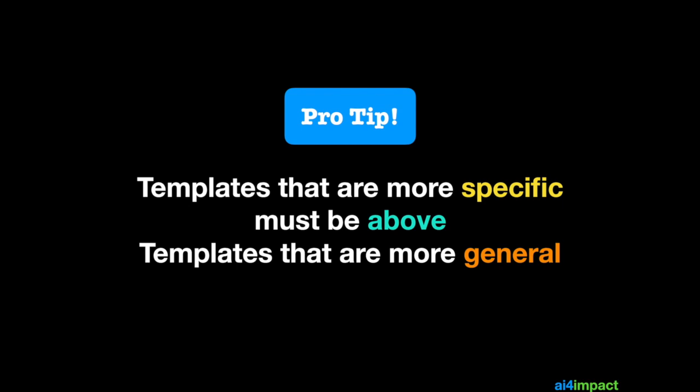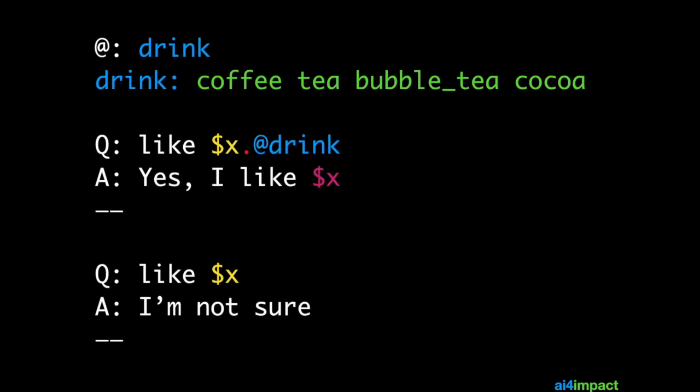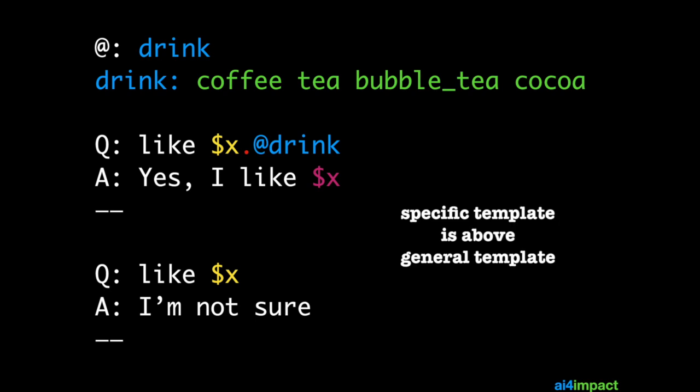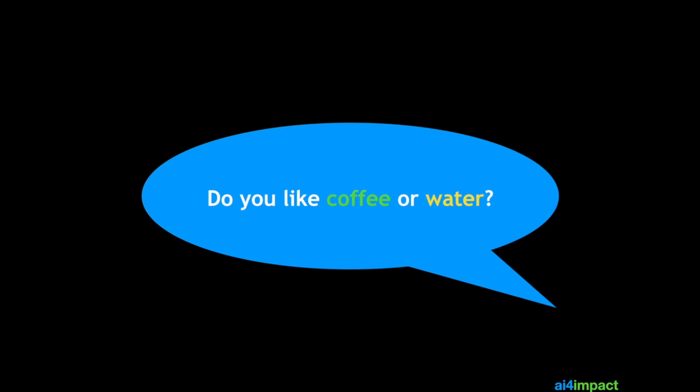One pro tip is for you to put your specific templates above the more general ones. Otherwise, the general ones will always fire and prevent the specific templates from firing. Let me give you an example. So in this listing, I have got two templates, one which is more specific because it will only match drinks. The second template uses an ordinary reference and therefore will match anything, not just a drink. So again, specific templates must be above a general template.